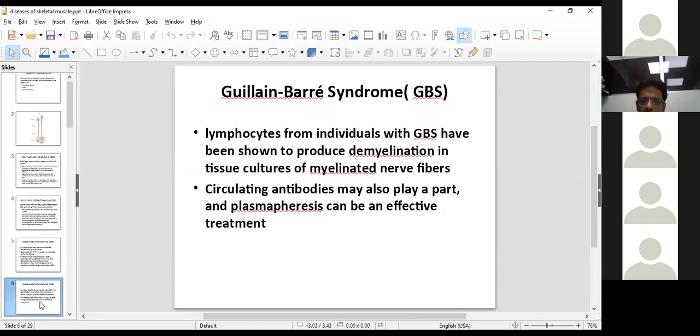Obviously, because myelinated fibers are affected, the large reflex pathways and the large nerves are more affected as compared to the smaller nerves. And because the myelinated fibers carry fast impulses, vital impulses, those are the first to go. Lymphocytes from individuals with GBS have been shown to produce demyelination in tissue cultures of myelinated nerve fibers. Besides self-reacting lymphocytes, you find circulating antibodies, which is the rationale of doing plasmapheresis in these patients.